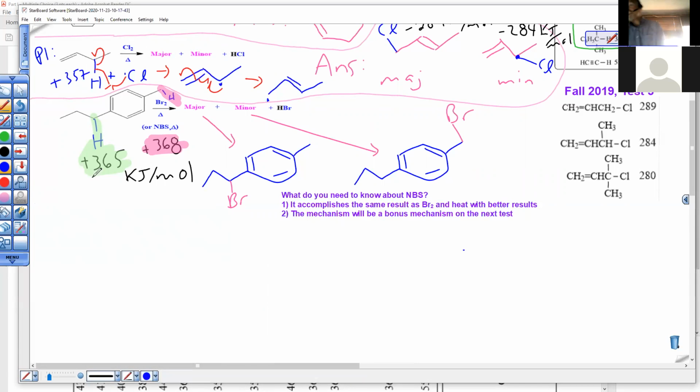Answer keys for old exams have the mechanism on them. So feel free to look at all the old exams and see what kind of questions get asked with NBS in them, and they'll always have bonus written with them. Okay? So yeah, we're trying to stick with the basics this semester. Trying.